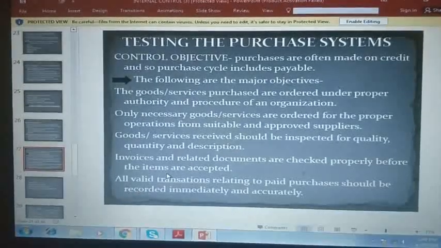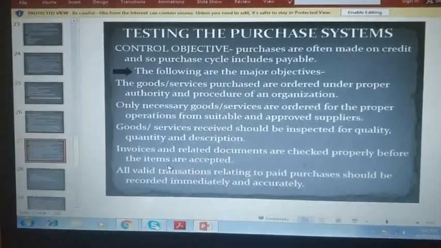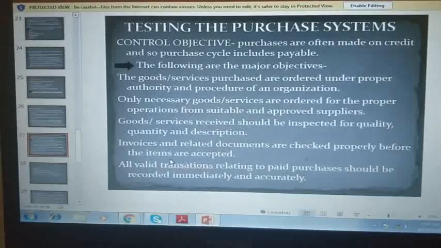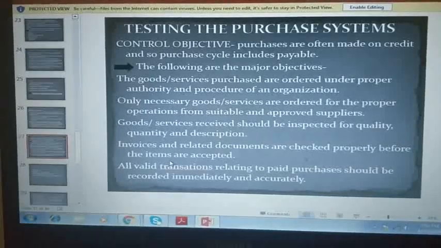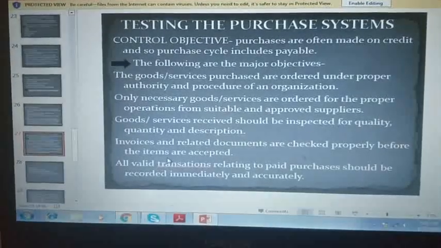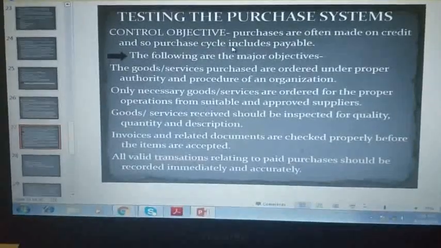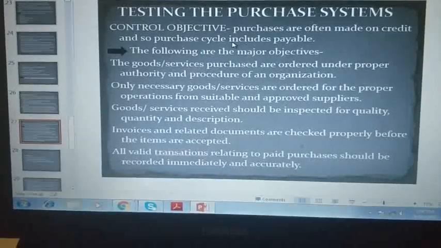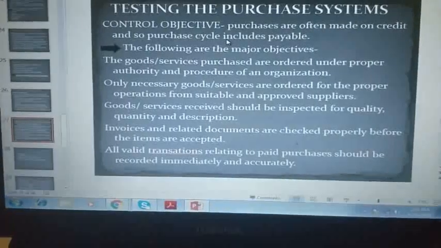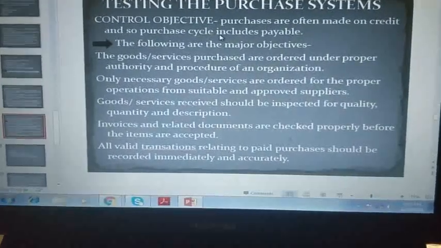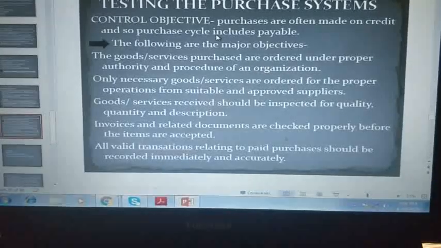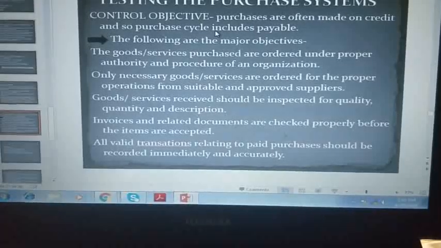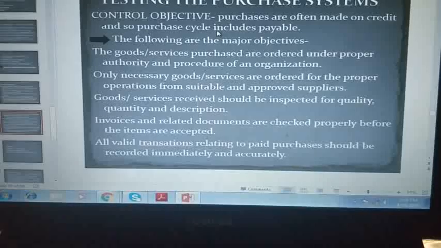Next, you have testing the purchases system. The control objective here is that purchases are often made on credit, as we all know, and the purchases cycle will include the following. Payables: purchased goods or services are ordered under proper authority and using proper procedures. You should also take into consideration that purchased goods and services are not only ordered as necessary for the proper conduct of business operations, but are ordered from suitable and approved suppliers.